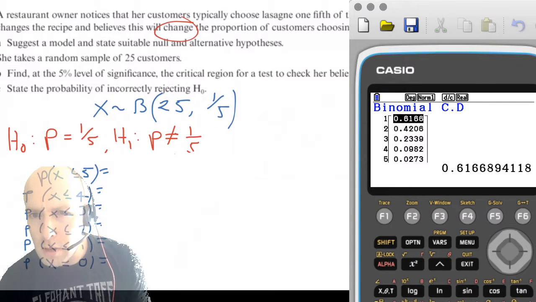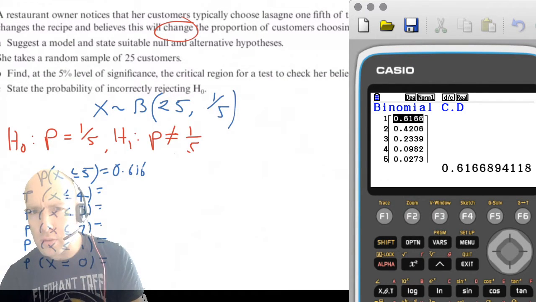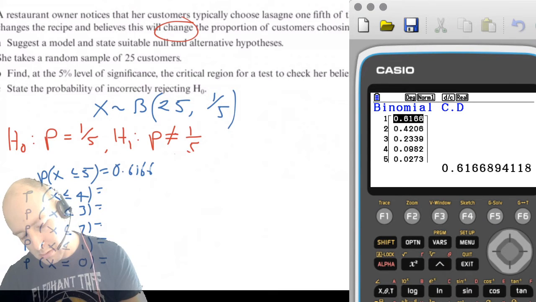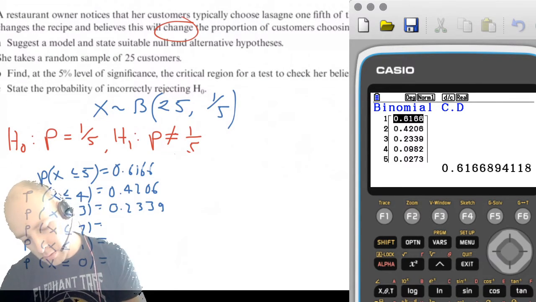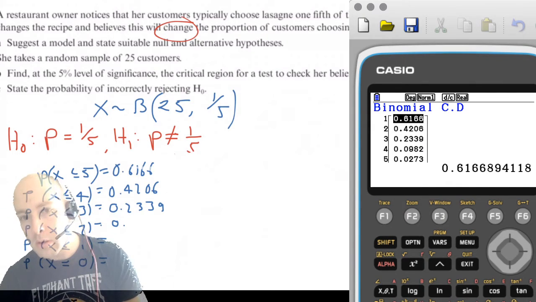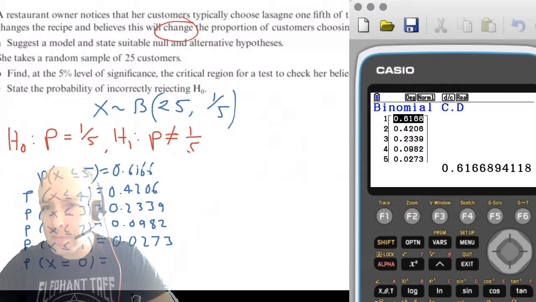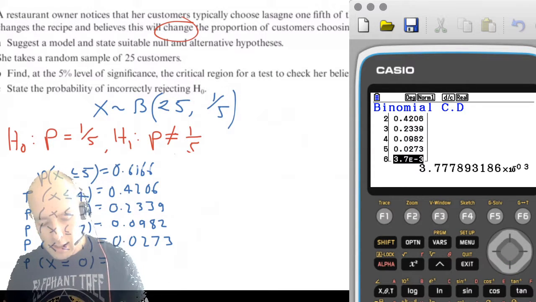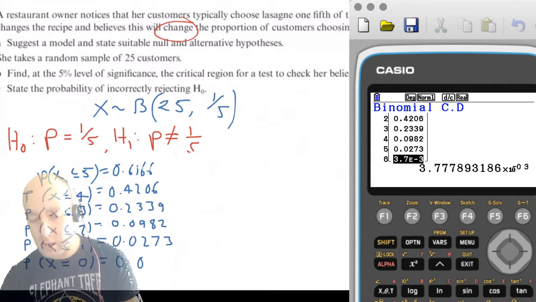And the values we get are 0.6166, 0.4206, 0.2339, 0.0982, and 0.0273. So do I do the last one? Yeah. And 0.0038.